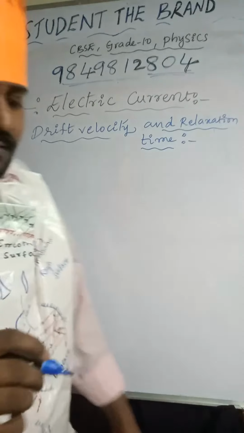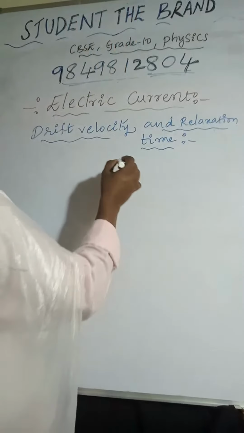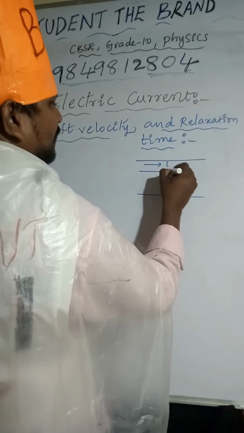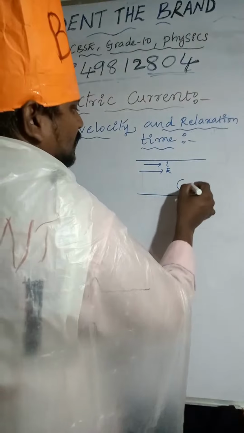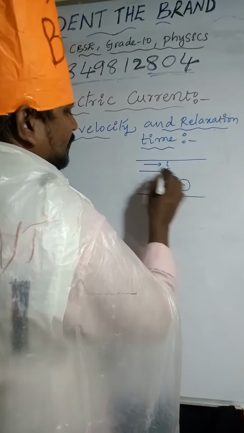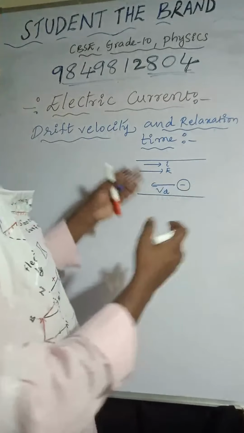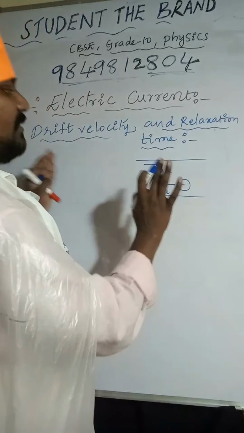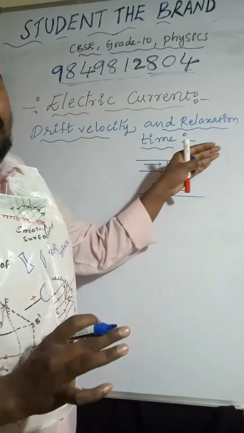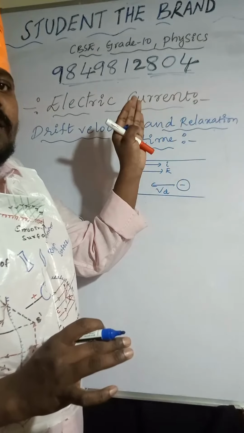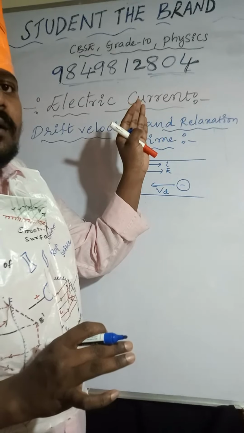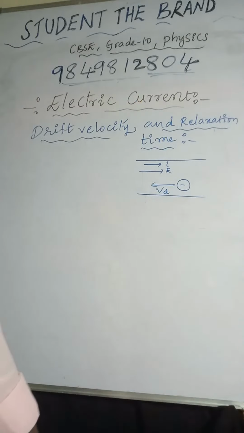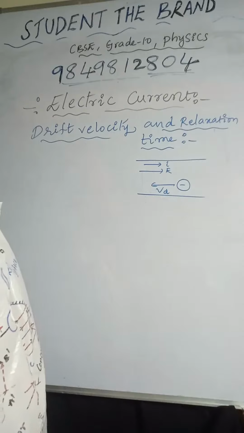Drift velocity is nothing but this: here is the conductor, current is flowing in this direction, and an electric field will be there, so electrons move in a particular direction. This is the drift velocity. Electrons anyway move in zigzag motion, so we take a drift velocity in a particular direction. This diagram shows current and electric field in one direction.